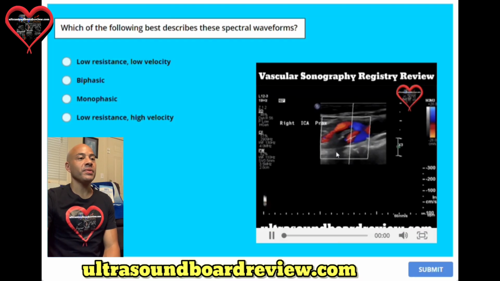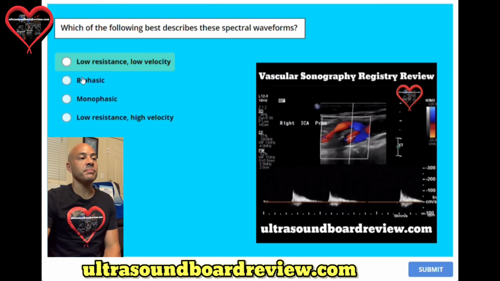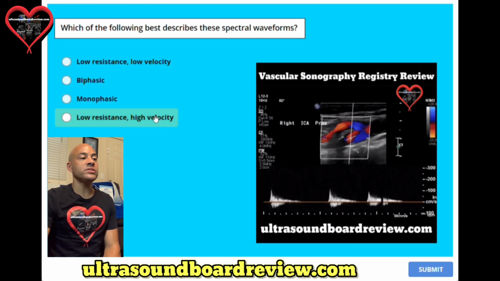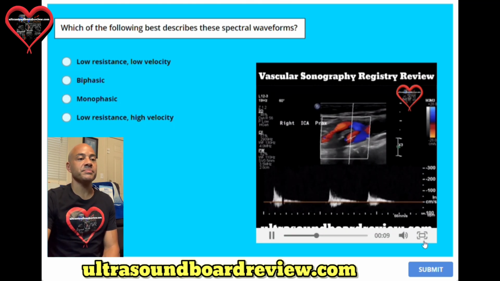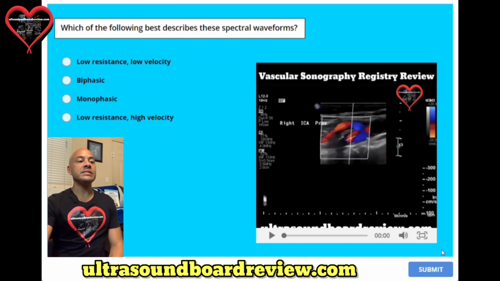Question 72. Which of the following best describes these spectral waveforms? A, low resistance, low velocity. B, biphasic. C, monophasic. Or D, high resistance, high velocity. This is considered monophasic, choice C, and this can indicate an obstruction downstream.